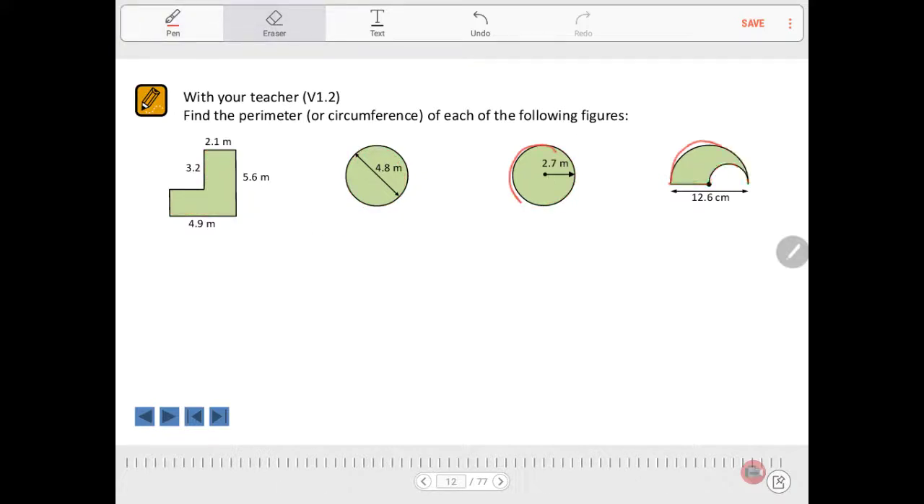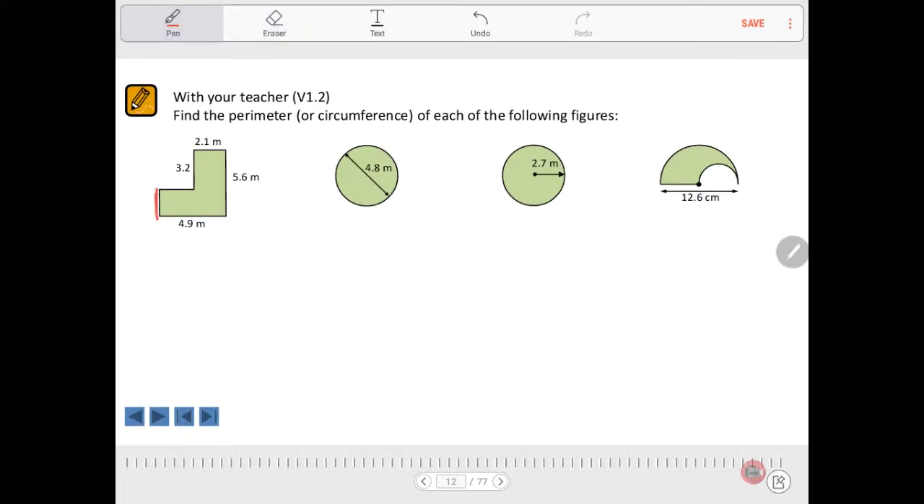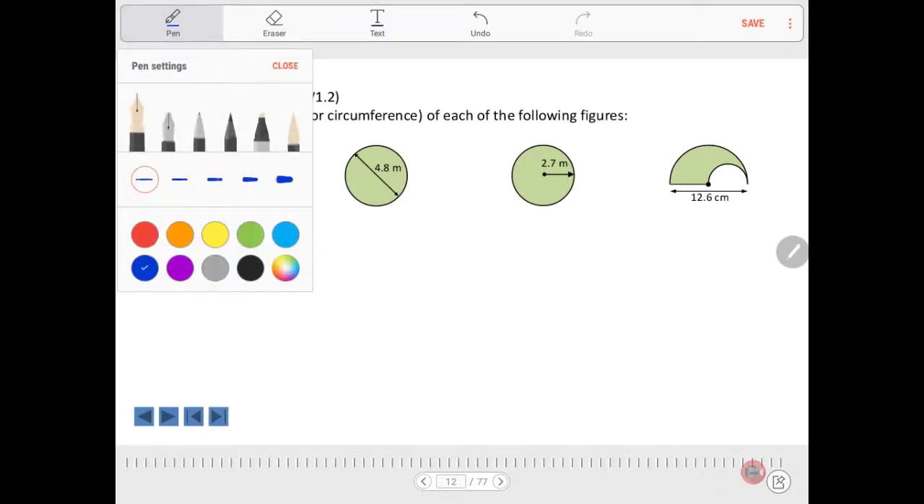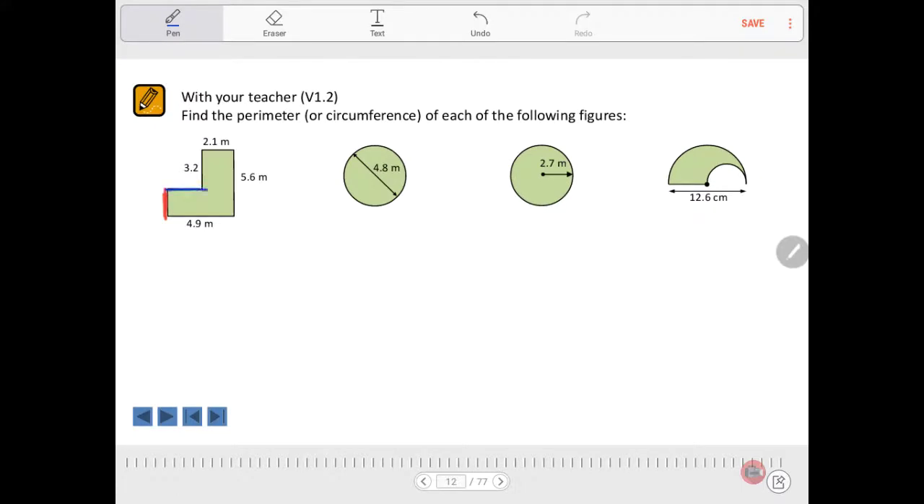So the first object over here has the lengths of the sides, but there are a couple that are missing. That's the trick here. So we need to figure out what the length of this side here is, and this side here. So you might want to pause the video at this stage and try that on your own, and then check my answers afterwards.